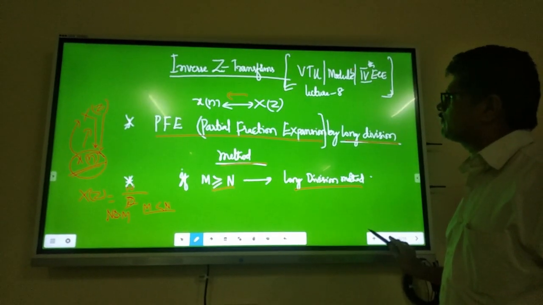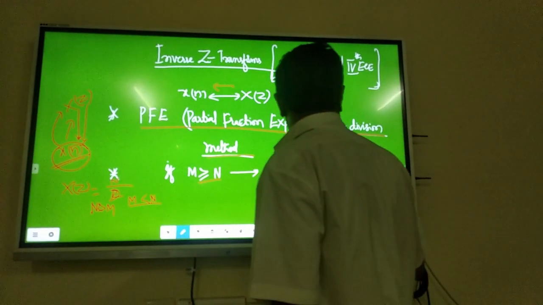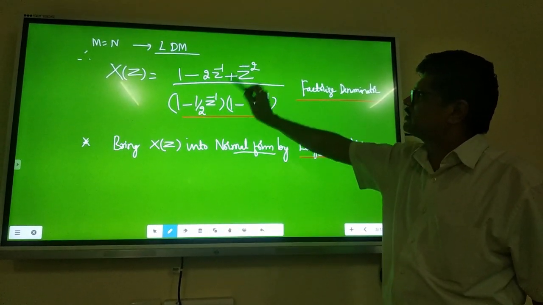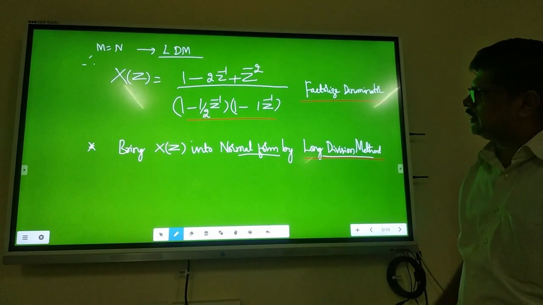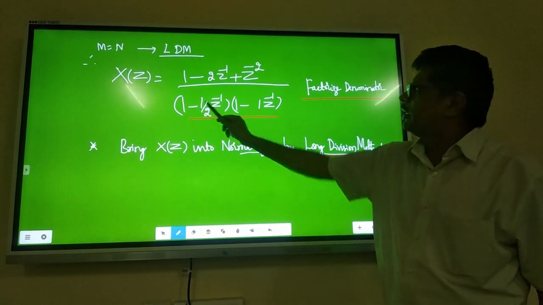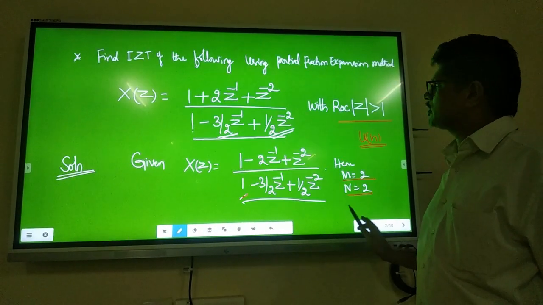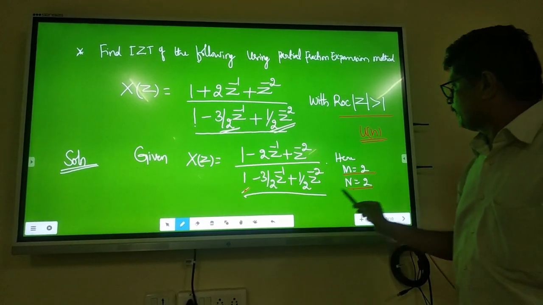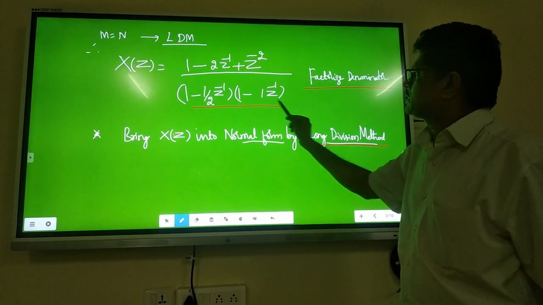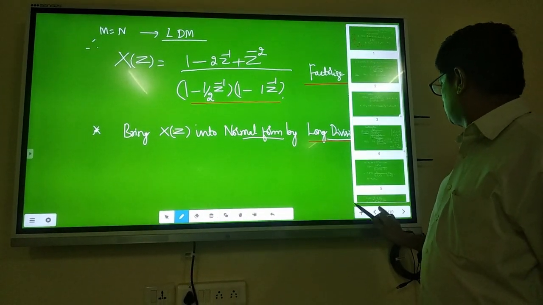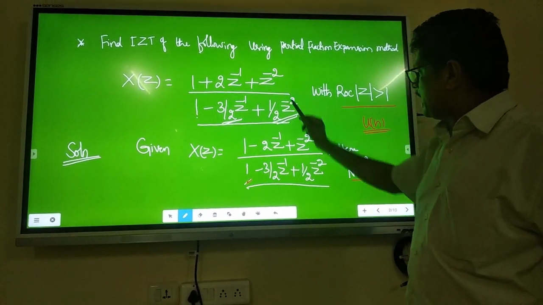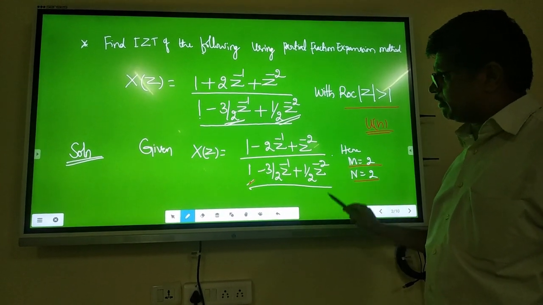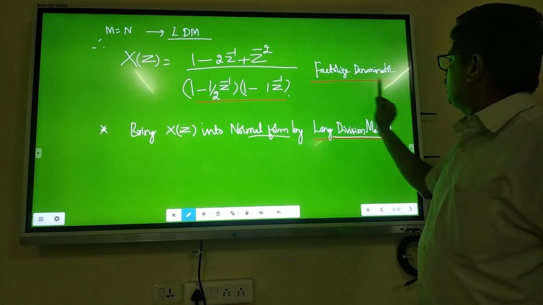If I want to repeat in 2 steps: first, he will give you one example like this, one complex Z transformed sequence, with ROC. First factorize the denominator, and you will get this. Then check the powers m and n here. Here m is 2, n is 2. Therefore, it is the second method, the long division method only.